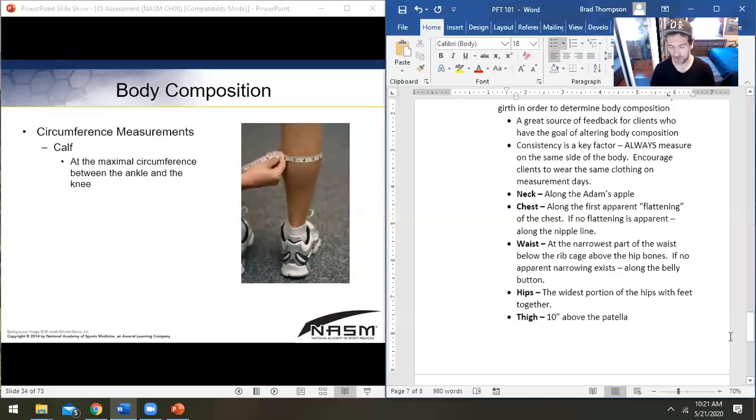Calf is at the widest part of the calf. I actually hate that version. Personally, I think that can be somewhat inconsistent. I like to go halfway along the calf, but that's just me. Maximal circumference of the calf.